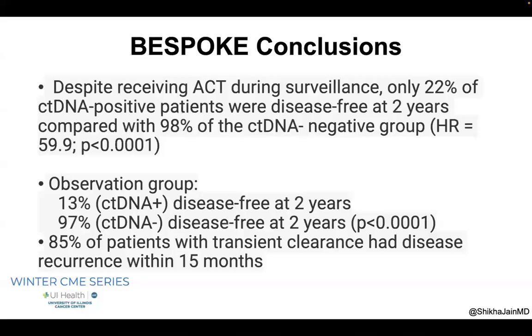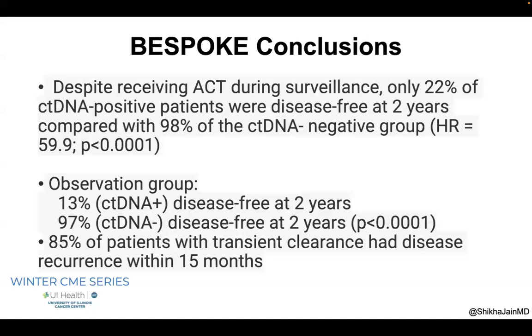So what did the BESPOKE trial conclude? Despite receiving adjuvant chemo during surveillance, only 22% of the ctDNA positive patients were disease-free at 2 years, compared with 98% of the ctDNA negative group. So again, ctDNA negative or MRD negative patient populations will definitely have a more likely chance of having a longer disease-free survival.